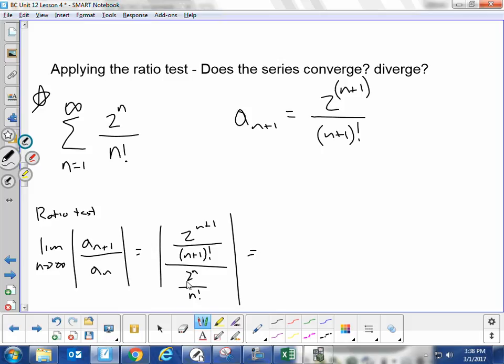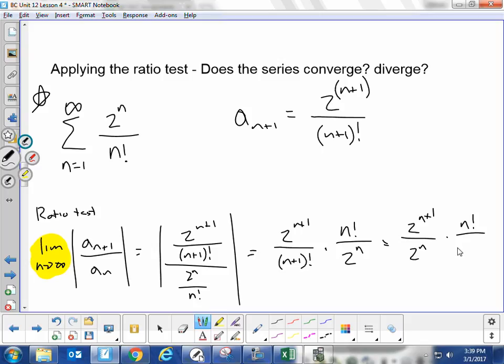Also, I don't like to divide this. In the future, we will go straight to this step, where we write this as a product of reciprocals. And again, we are finding the limit as n approaches infinity of this. It's going to be nice if I move things to their partner's side. So 2 to the n plus 1, put it over 2 to the n. N factorial, put it over n plus 1 factorial.